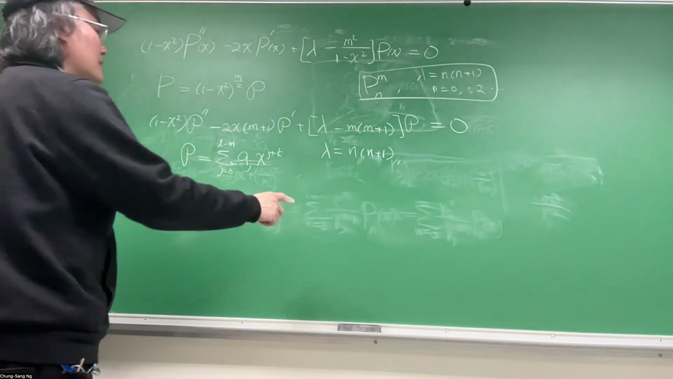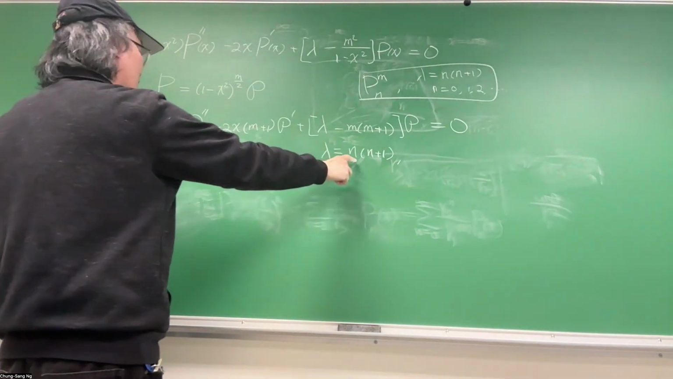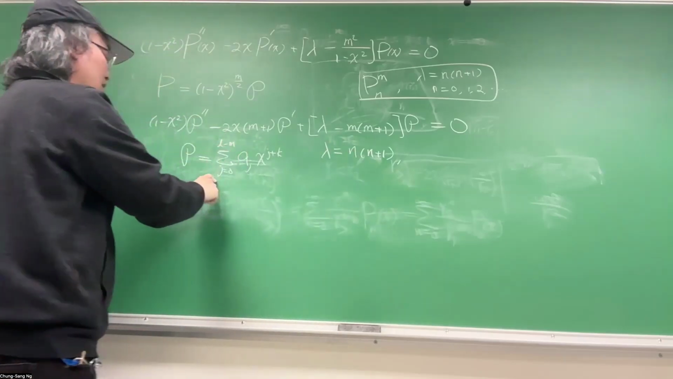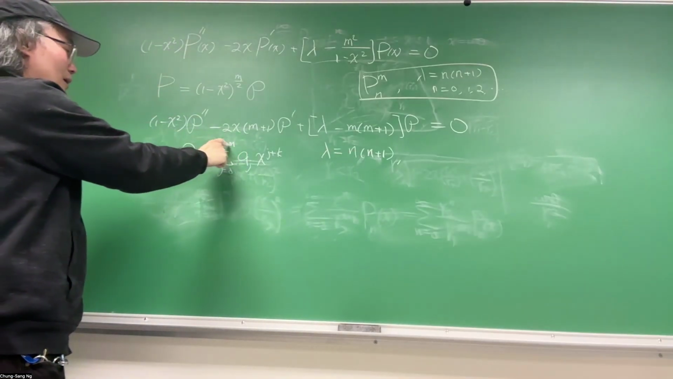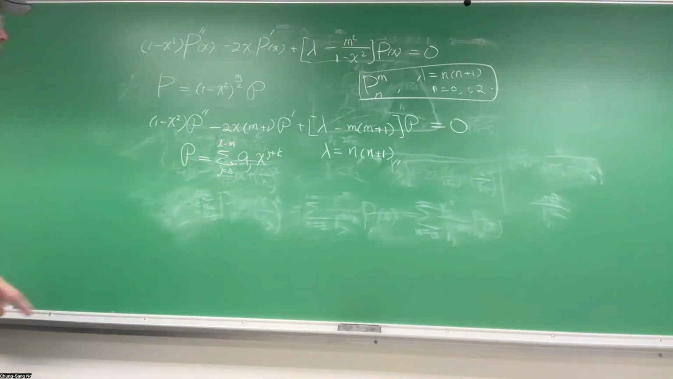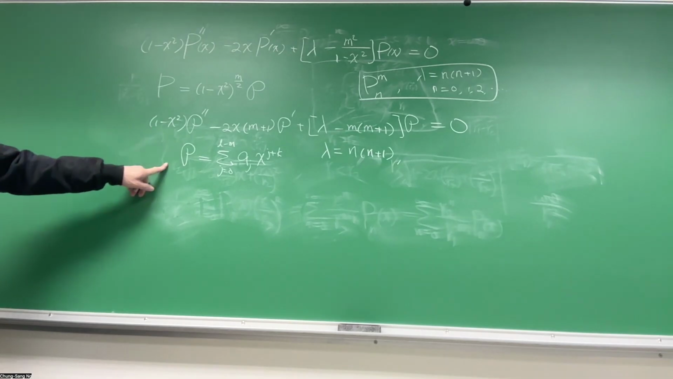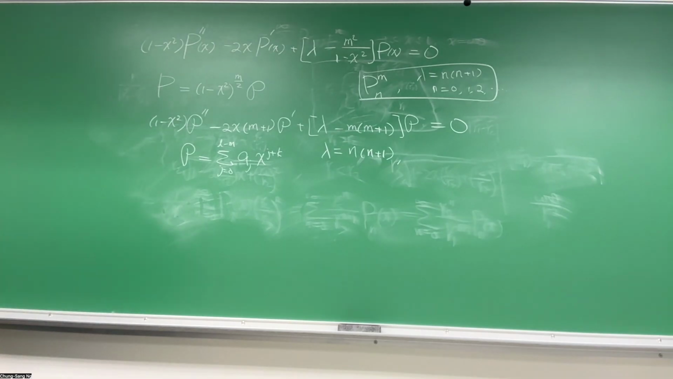So that you satisfy if lambda, the eigenvalue, is like that, and the sum is only over up to L minus m, then that's the solution. That becomes a polynomial, okay? And this is called the associated Legendre polynomial, okay?